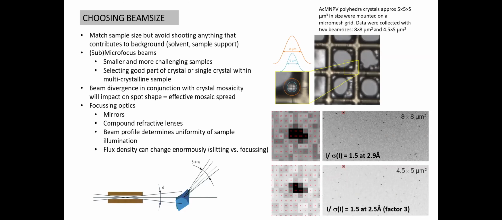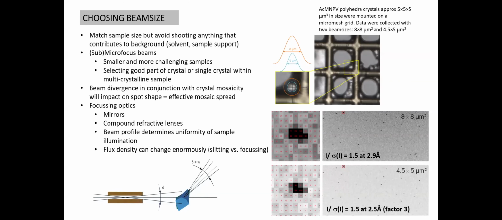And what you can see is that basically the same I over sigma of 1.5 here is reached at much higher resolution if you pick the beam size matching the crystal size, which is basically a reduction factor of 3 in the background. So it's quite important to have a look at this.